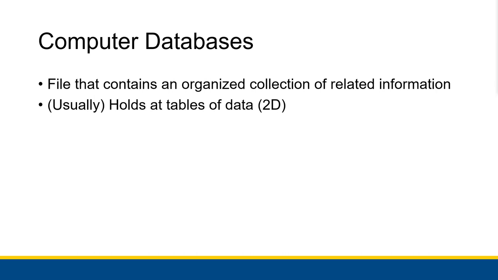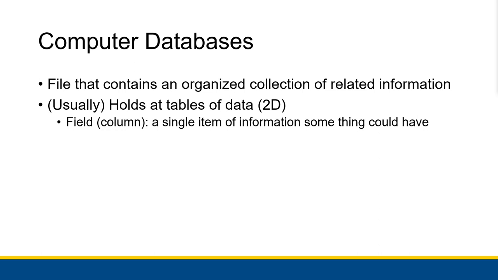For this class, I will only be referring to tables with rows and columns. Just know that not every database is necessarily a table of rows and columns of data. The columns in a database like what we are talking about in this class are known as fields. They are a single item of information that something could have.